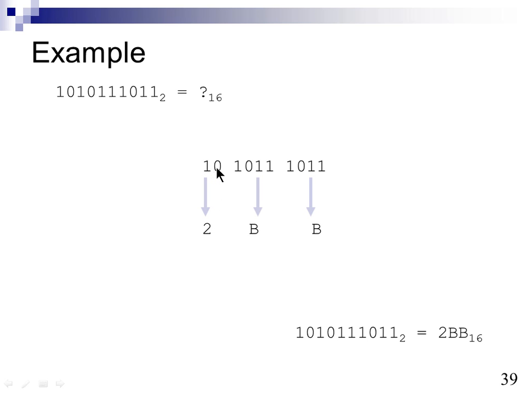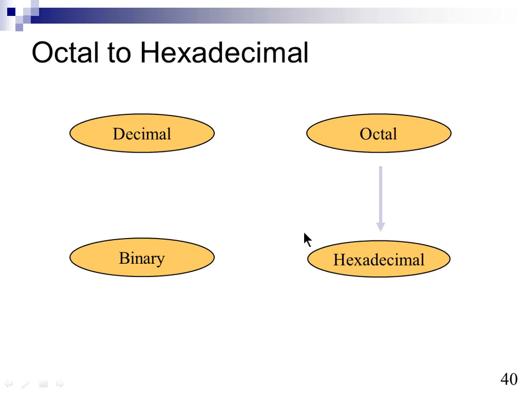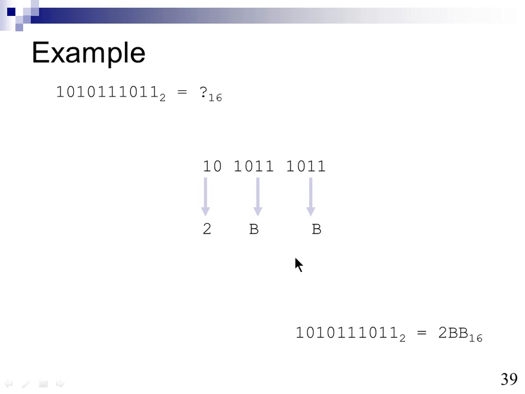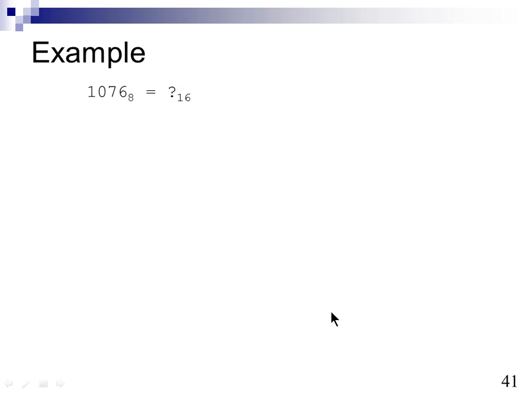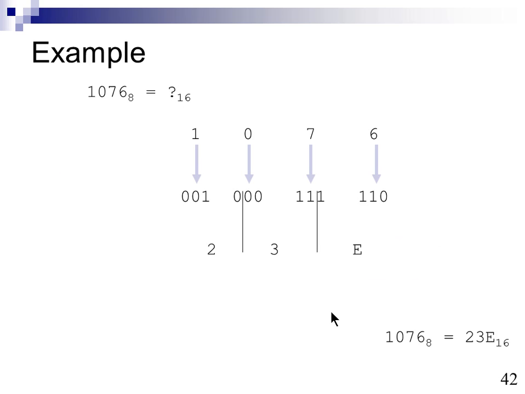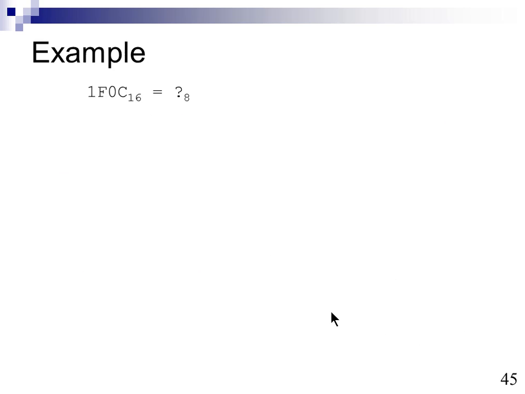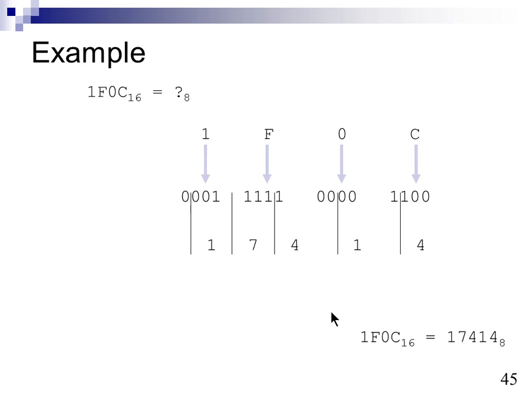Anytime you have less than 4 bits, the rest of the bits you buffer with zeros. It has to be a group of 4 bits all the time. Okay, so that's how binary gets converted to hexadecimal. Octal we'll skip. Hexadecimal to octal also we'll skip.